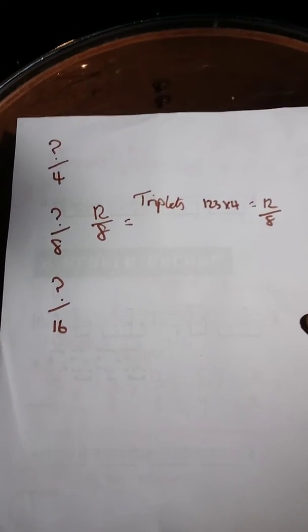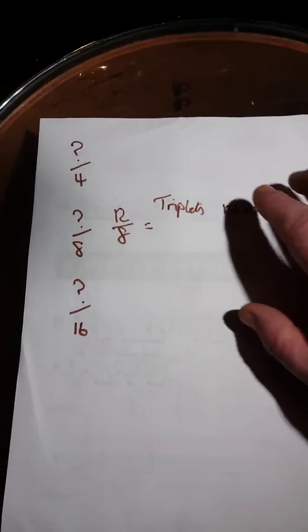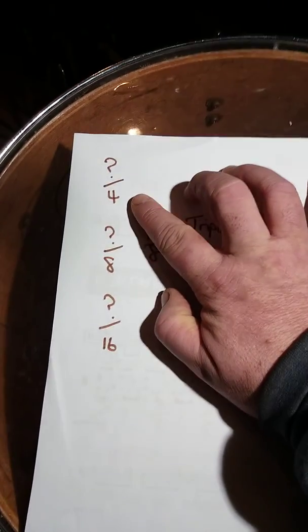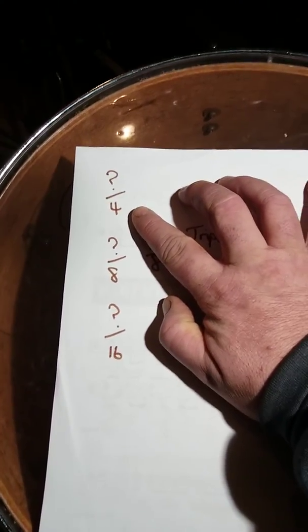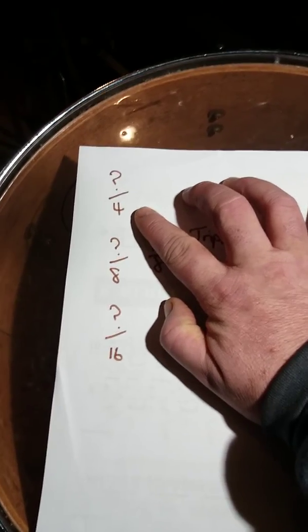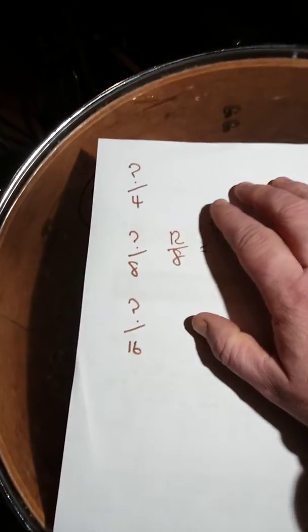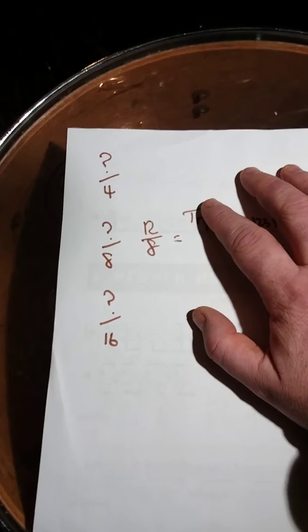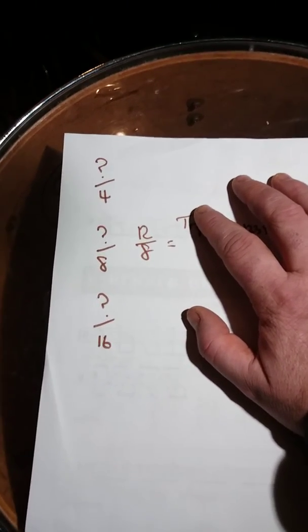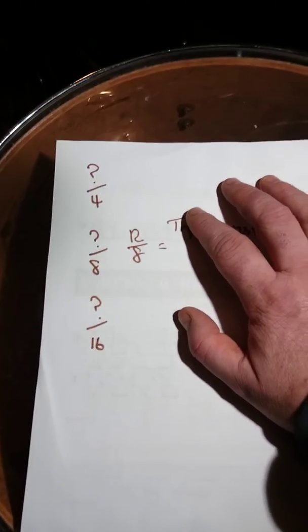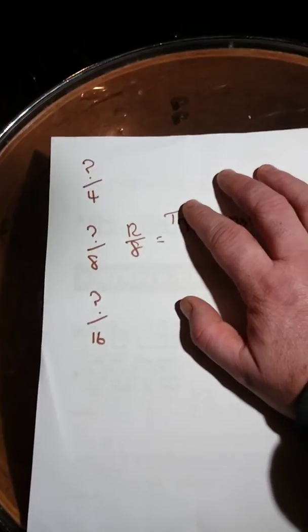So let me just explain what I've put down here on the paper. Below the line you see the number 4. That represents crotchets or quarter notes. And above the line is the number of times that we play it. So if you see a 5 over 4, it simply means you're going to count and play 5 pulses of quarter notes.